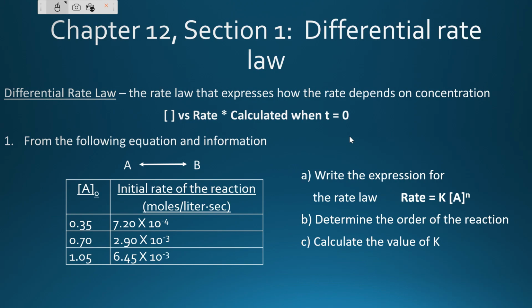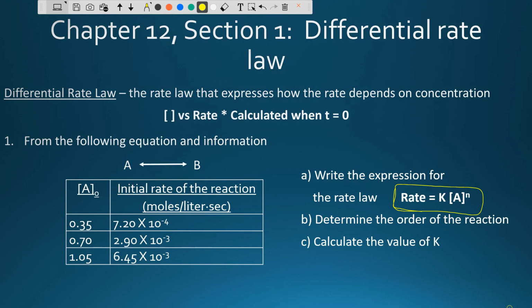Notice that we have some basic equations that we work with here. So this is the equation. The rate is going to be a function of our rate constant times our concentration, and that will be our rate law. So writing the expression for the rate law, that is the rate law itself. And we're going to be taking a look at different values of this. And so the concentration versus the rate is our differential rate law.